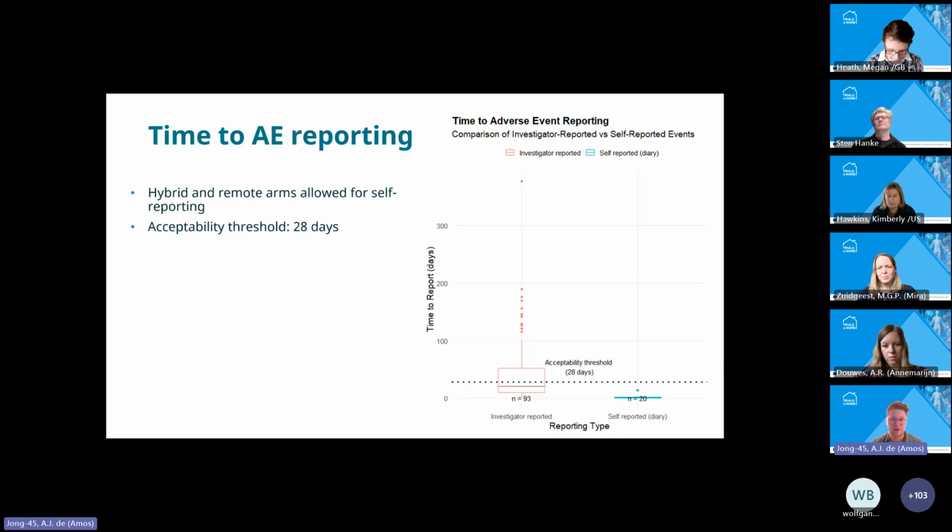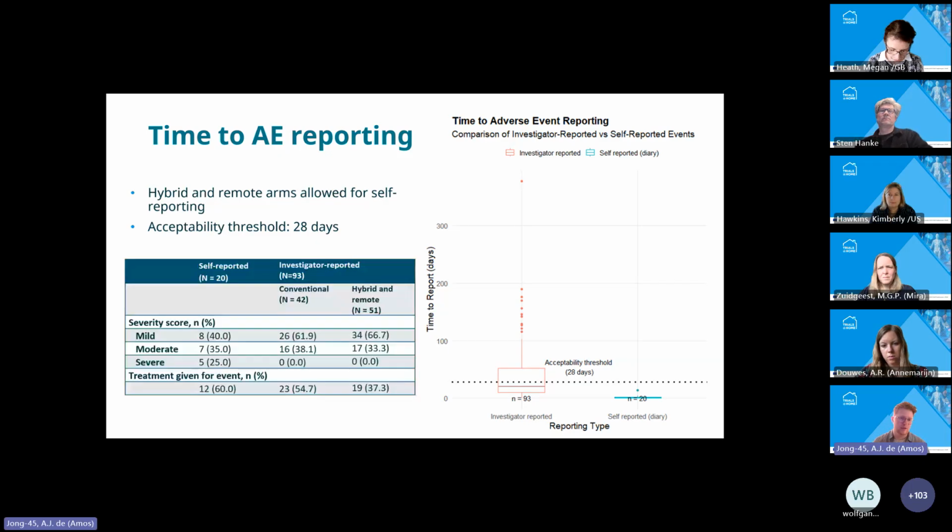So an important difference, and it also shows that self-reporting may be considered as an additional measure to collect adverse event data. In terms of severity of the adverse events that were reported, I think it is difficult to see very clear trends, but we saw, for example, for those adverse events that were self-reported, which is 20 in total, that we also were able to capture some severe adverse events, with a severity score of severe.